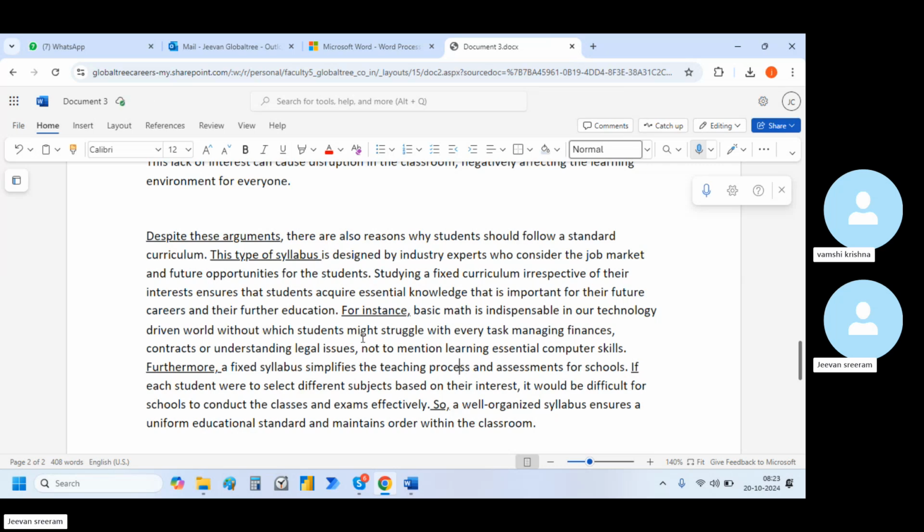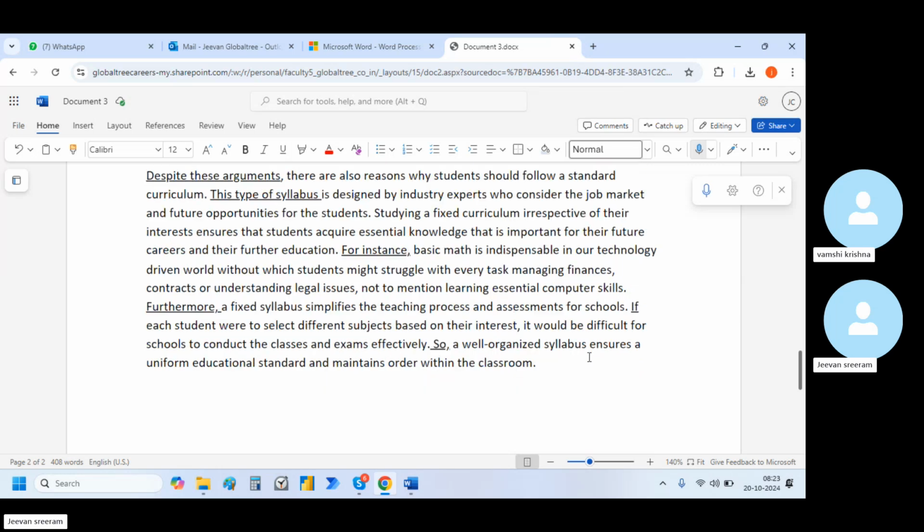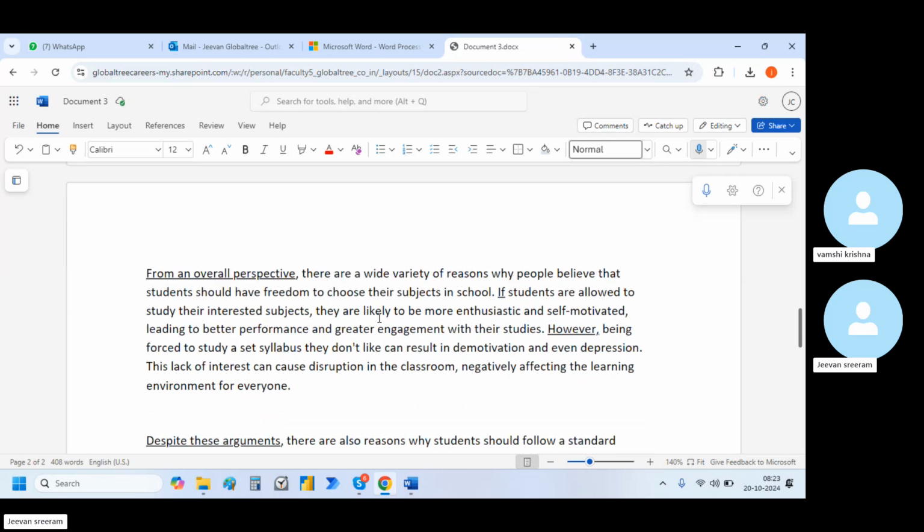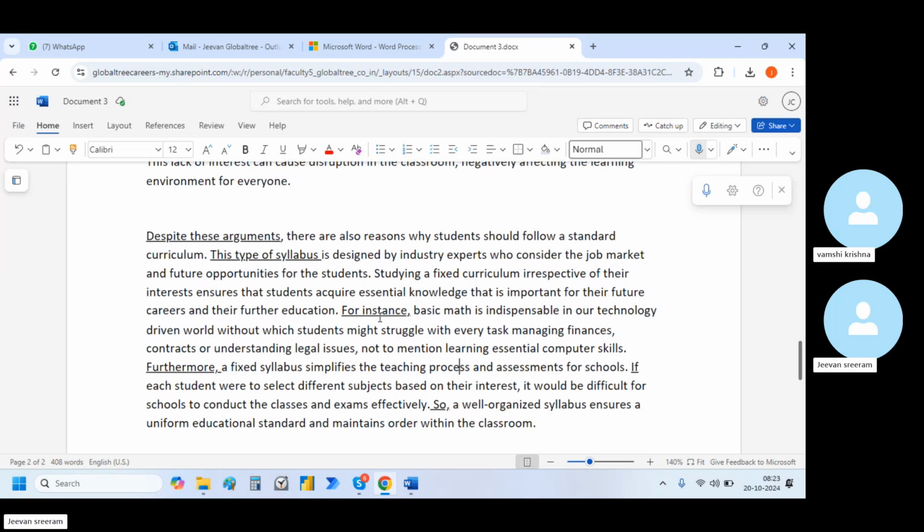Right. These list of items, contracts, understanding legal issues, not to mention, something like that. So in the first body paragraph, we have spoken about how beneficial it is if the students study their interested subjects, and how bad it is if they make the students study the subjects they don't like, which are actually part of the set curriculum. And in the second body paragraph, we have discussed how beneficial it is if they study the set curriculum and how it is difficult for schools to conduct classes and assessments if we allow the students to study their interested subjects, and it can lead to students picking different subjects.